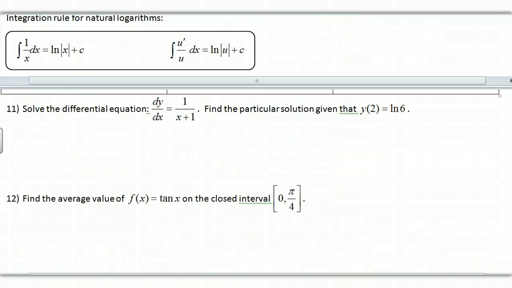Moving on to number 11. Solve the differential equation. When we solve the differential equation, what usually happens is that we need to find the particular solution. When it says particular solution, find my function plus c.